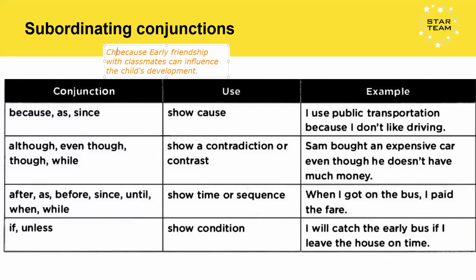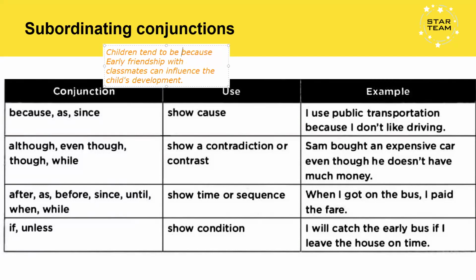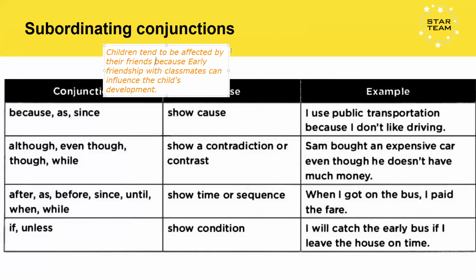Okay. Children tend to be affected by their friends because early friendship with classmates can influence the child's development. Yeah, I think so. I think that's okay. Children tend to be affected by their friends because early friendship with classmates can influence.